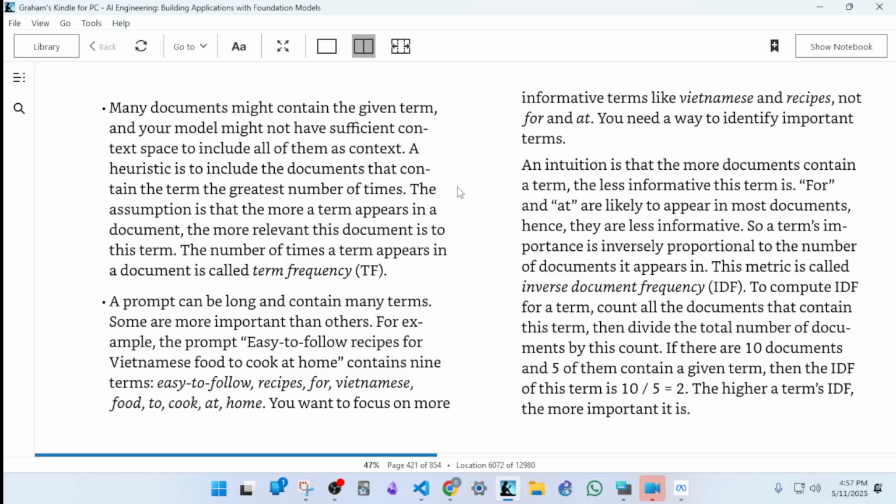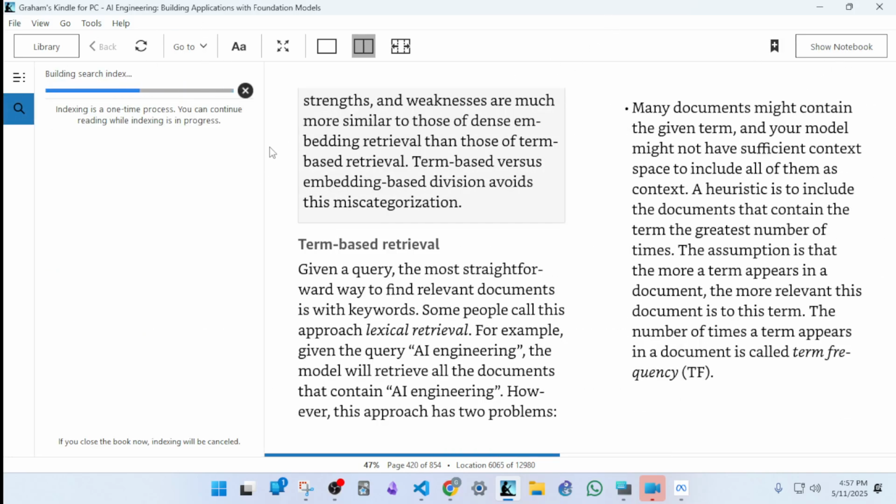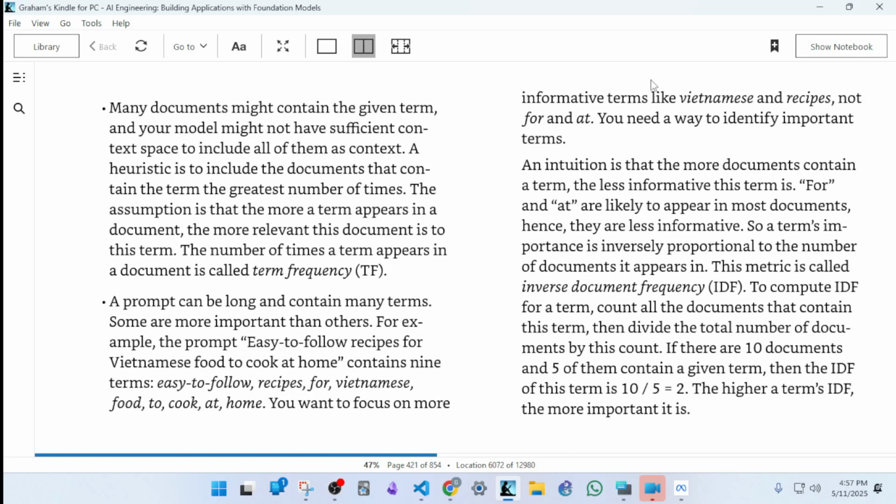An intuition is that the more documents contain a term, the less information this term is. For and at are likely to appear in most documents, hence they are less informative. So a term's importance is inversely proportional to the number of documents it appears in. This metric is called inverse document frequency, IDF.